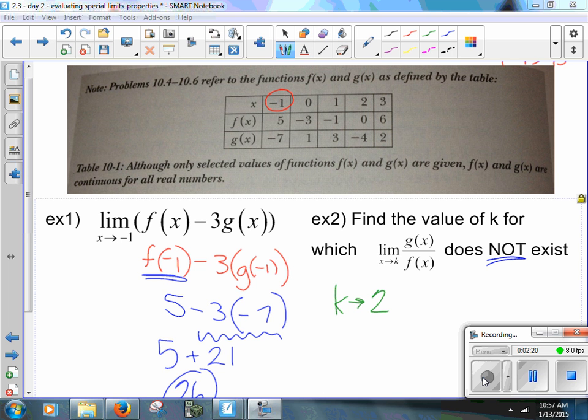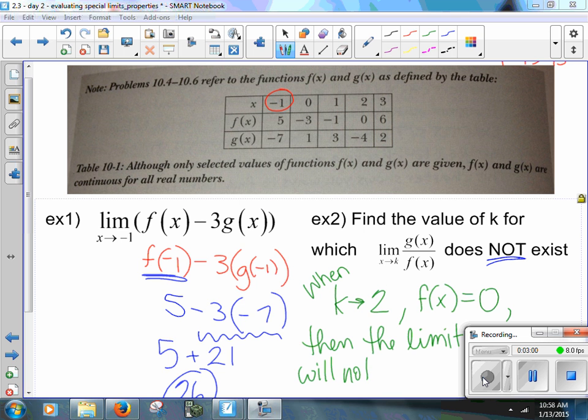Why? Now this is the piece, remember I told you, in calculus, no more x equals 3, circle it and you're done. This is how you need to get accustomed to solving and answering your problems, especially for FRQs, okay? k approaches 2. You may want to write, when k approaches 2, f of x equals what value? 0. Then the limit will not exist.